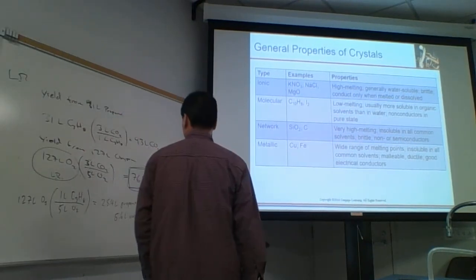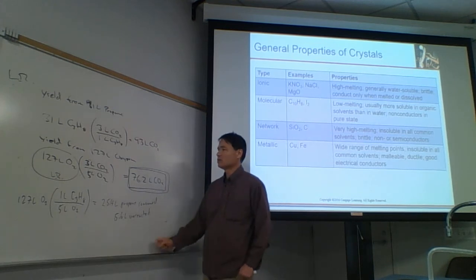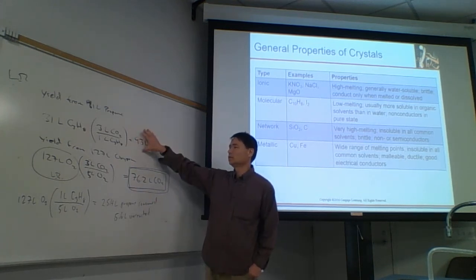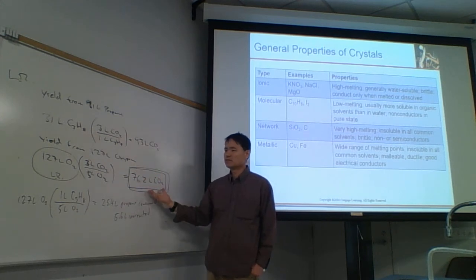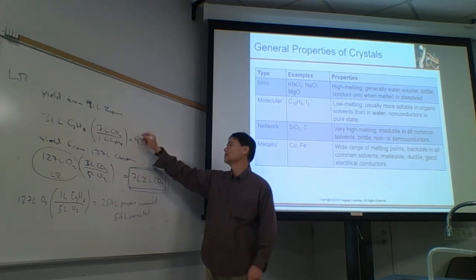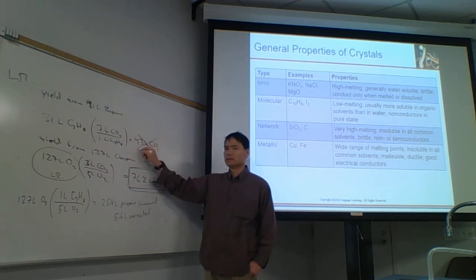So again, whenever we have a limiting reagent problem, you have to show the yield from each reagent and then choose the smaller amount. So we aren't going to get this. It's impossible to get 93 liters of CO2.